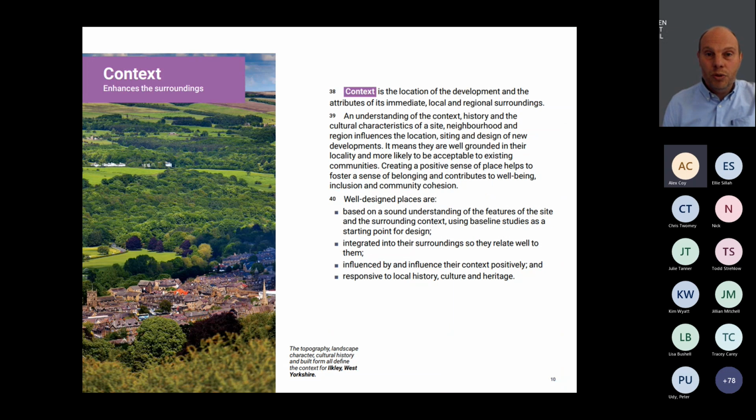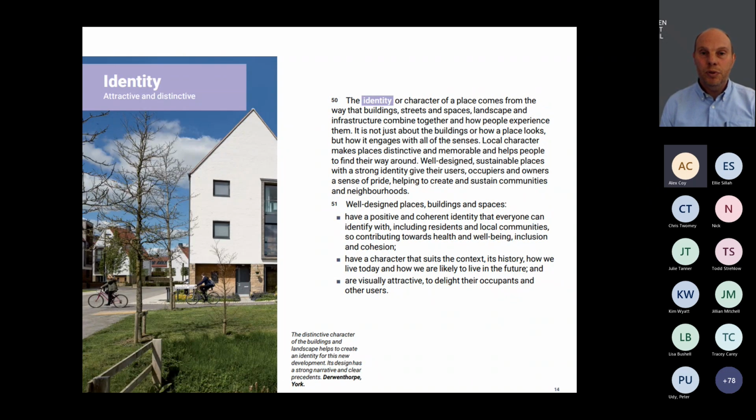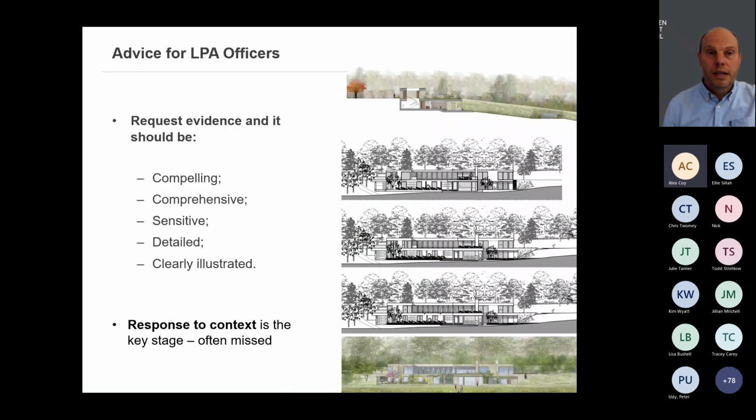Also, just to mention that this is all backed up now with the National Design Guide. The first two sections on context and identity have some really useful advice, and also some prompts about what to look out for when you're doing a site and contextual analysis. So looking at this evidence that you should be demanding in order to assess it, it should be compelling, undisputable, really well researched, comprehensive, sensitive, detailed and clearly illustrated.